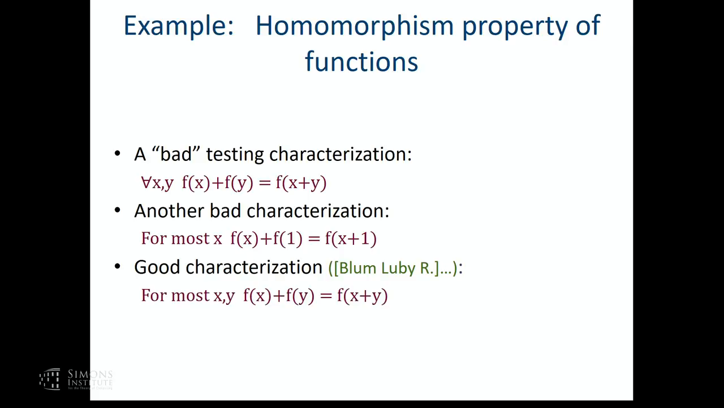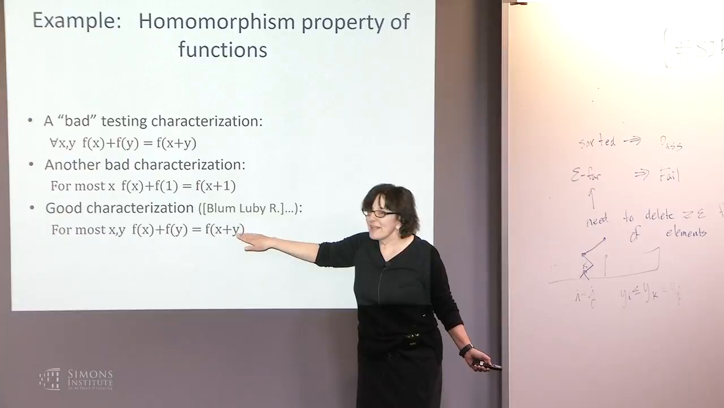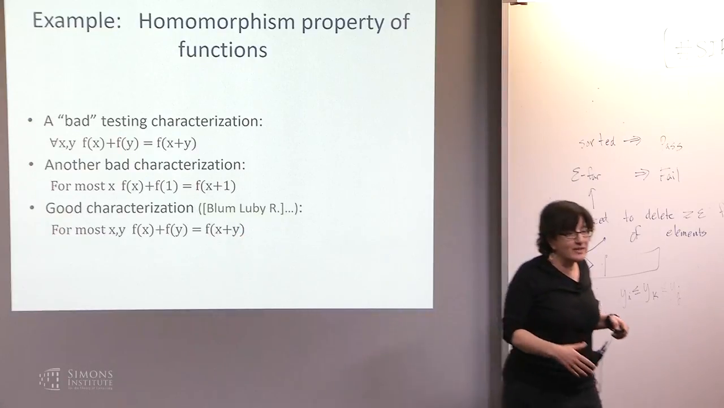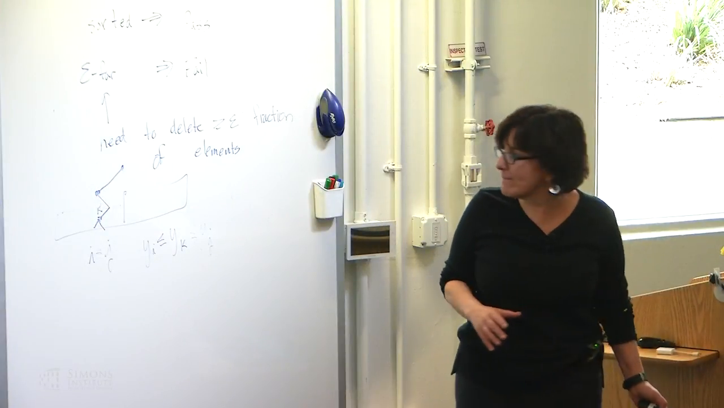For most x, y, f of x plus f of y equals f of x plus y. So it's clear the good homomorphisms, they satisfy this for all x, y, so they will pass. But what is a little bit harder to prove is that the only things that pass this test for most x, y are actually functions that agree with some homomorphism on most inputs.